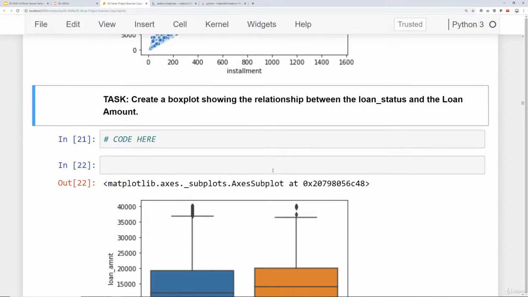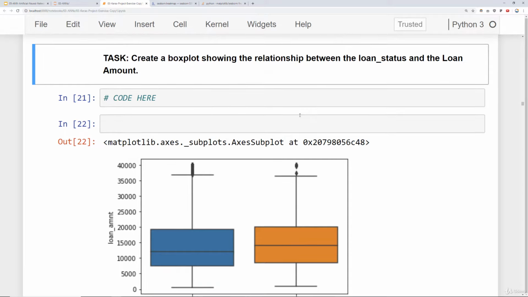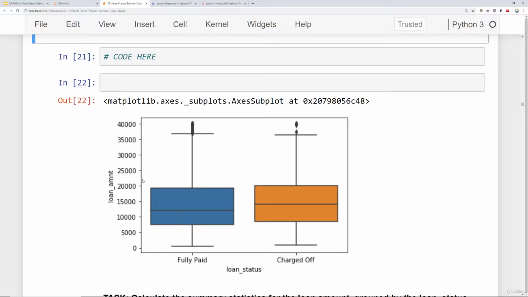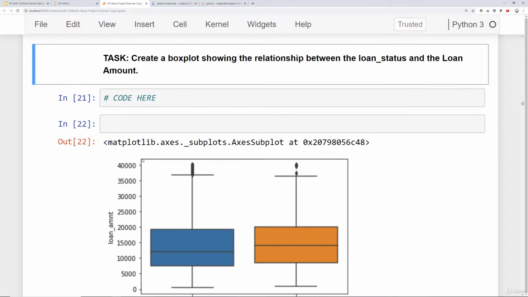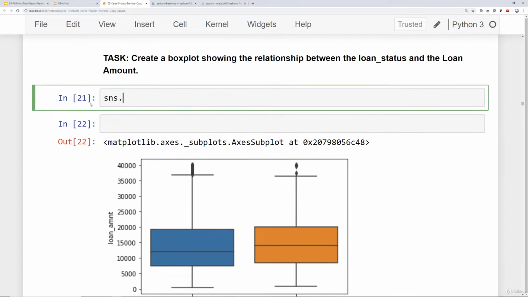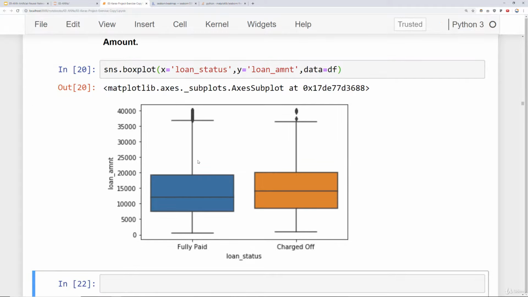Okay, so next we want to create a box plot showing the relationship between the loan status and the loan amount. This is going to answer the question, is there a relationship between maybe really expensive loans and not being able to pay them off, or very low amount loans and then fully paying those off? So what we do is we simply say, get a box plot on our loan status as the x-axis, and then the y-axis will be our loan amount. And our data still remains that data frame. This allows us to explore the relationship, and in general, it looks like they're pretty similar.